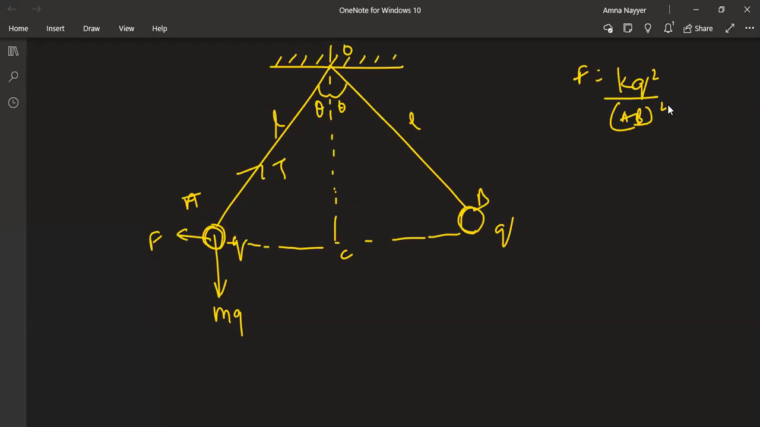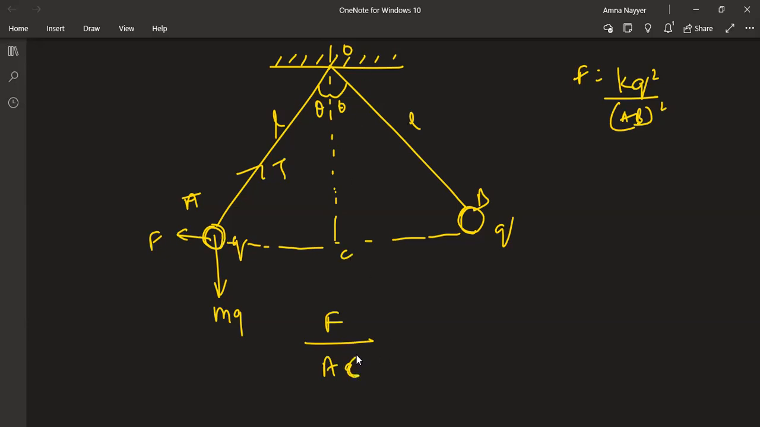Now, as the forces are in equilibrium, the three forces on the sphere can be represented as three sides of the triangle taken in the same order. So if you take the ratio of the force by the side, so that becomes force by AC. I'm just considering this triangle AOC.